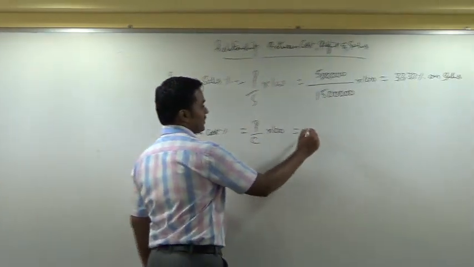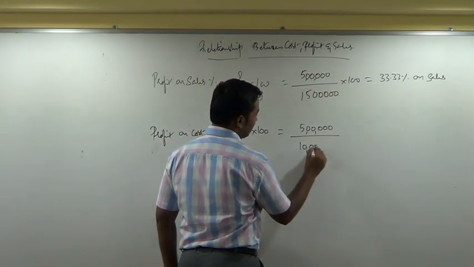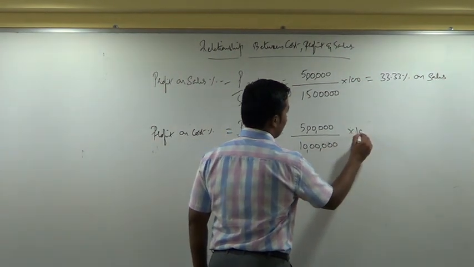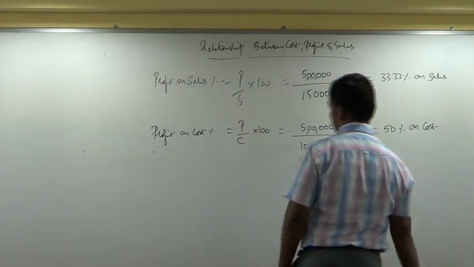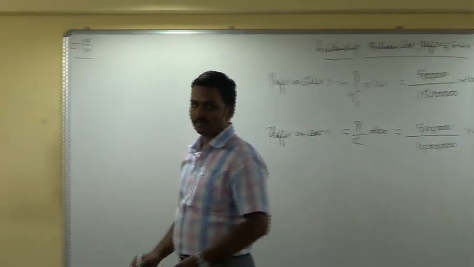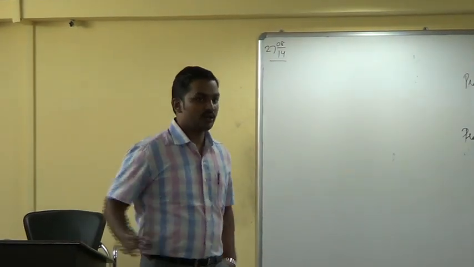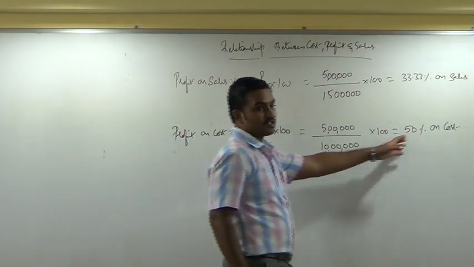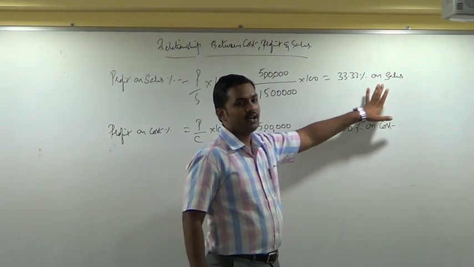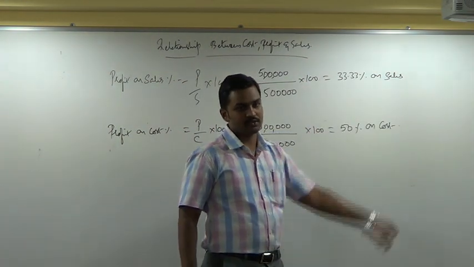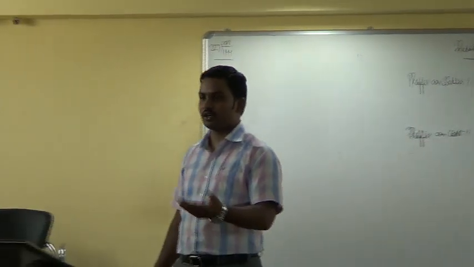The same gross profit, if you express as a percentage on cost, 5 lakh divided by 10 lakh into 100, it is 50% on cost. Now what is the meaning of this 50% on cost? If cost is 100, gross profit is 50. If sales is 100 rupees, I will get a profit of 33.33 rupees. This is how you calculate gross profit on sales percentage and on cost percentage.